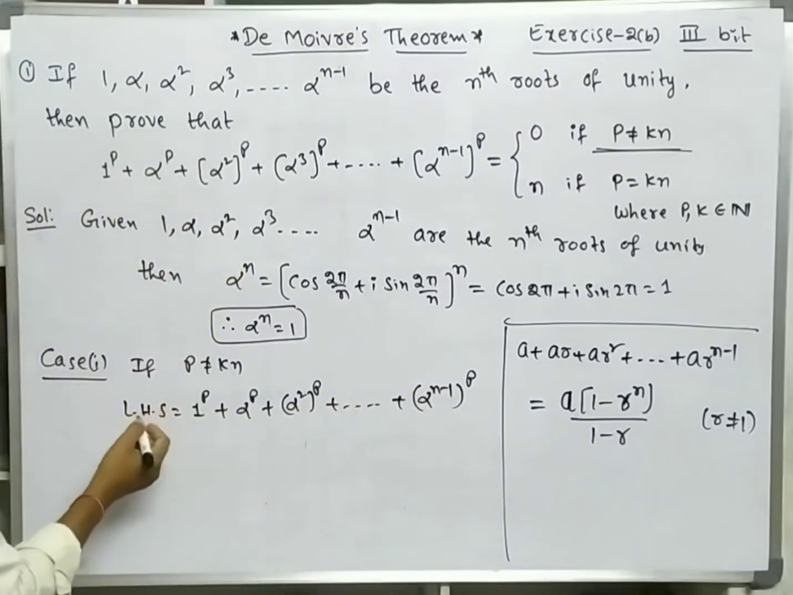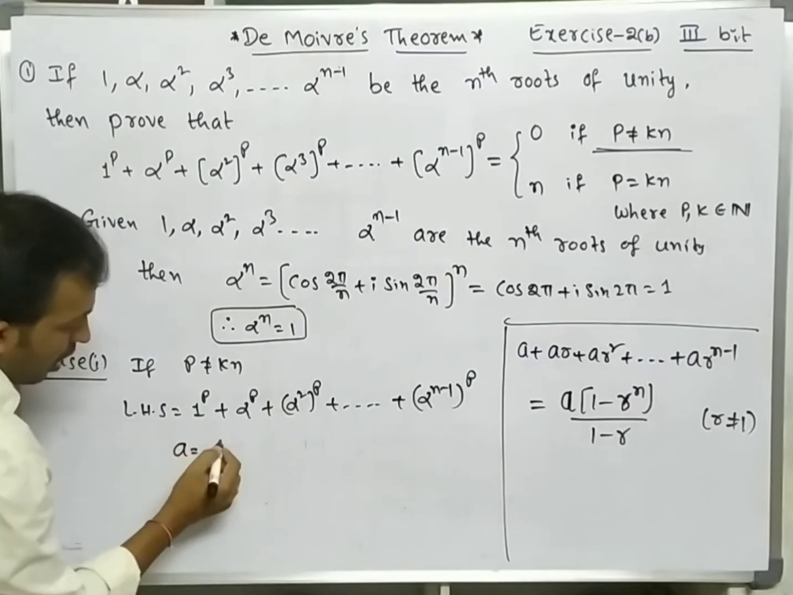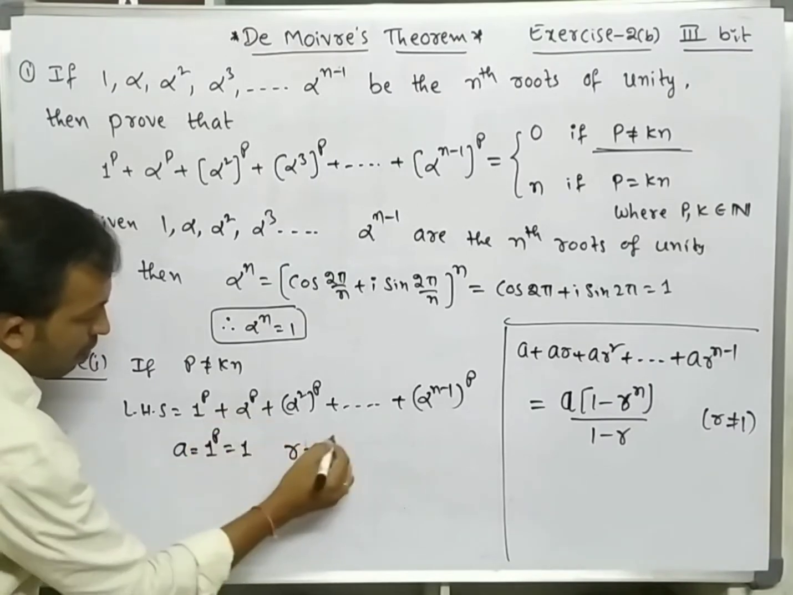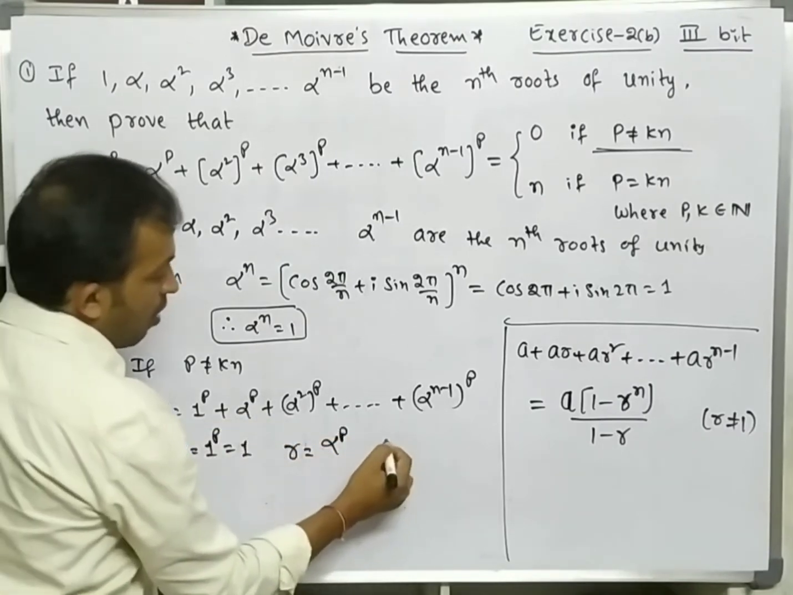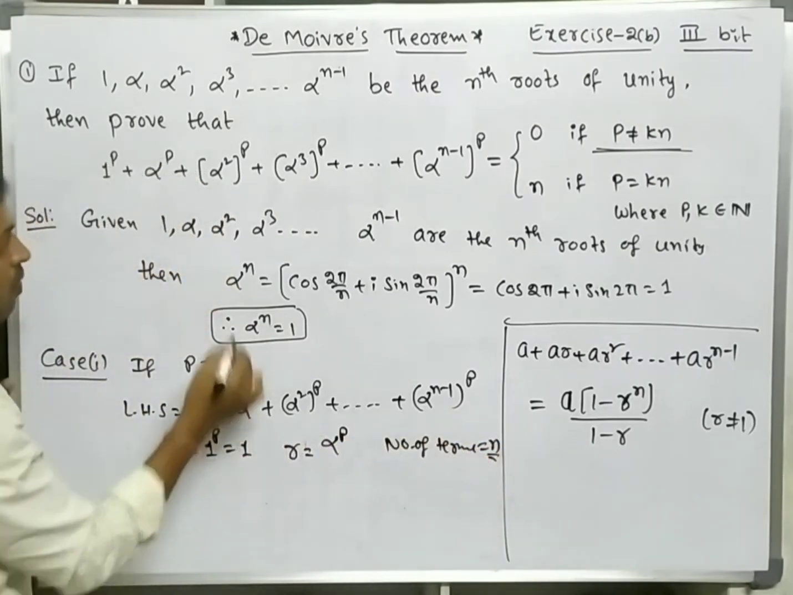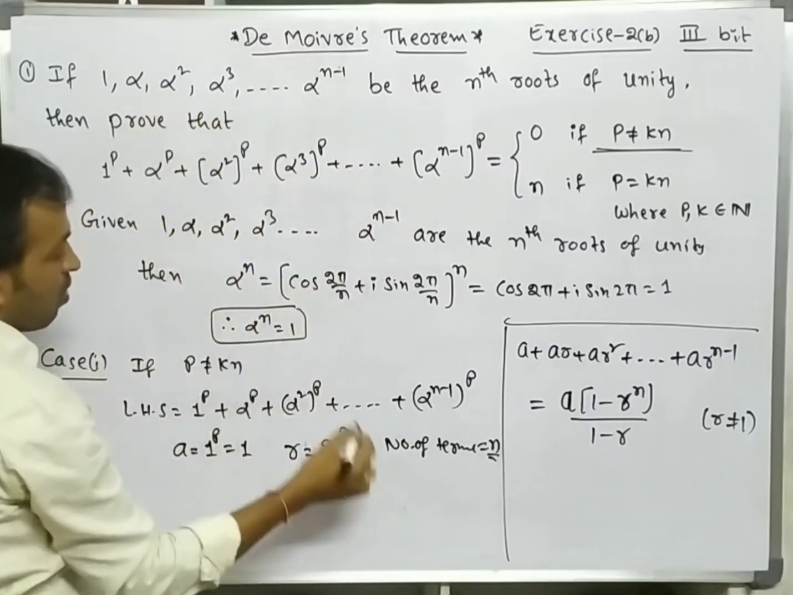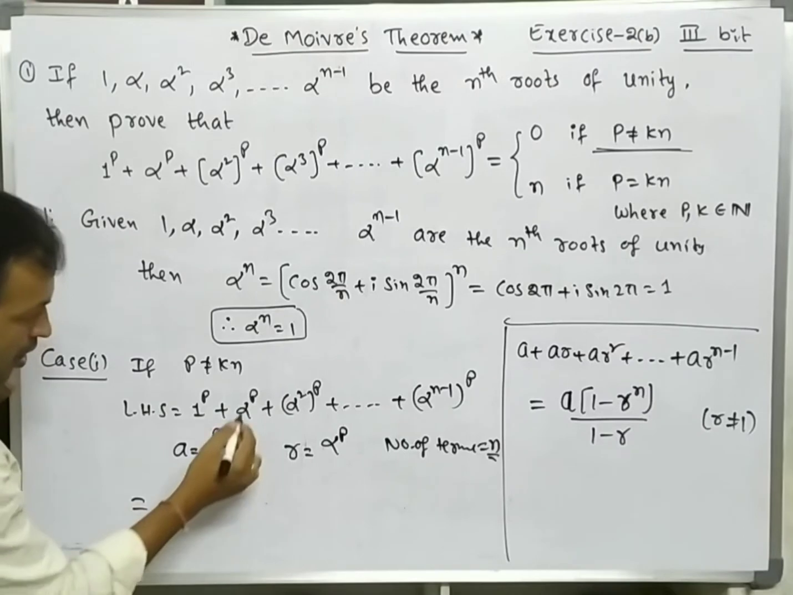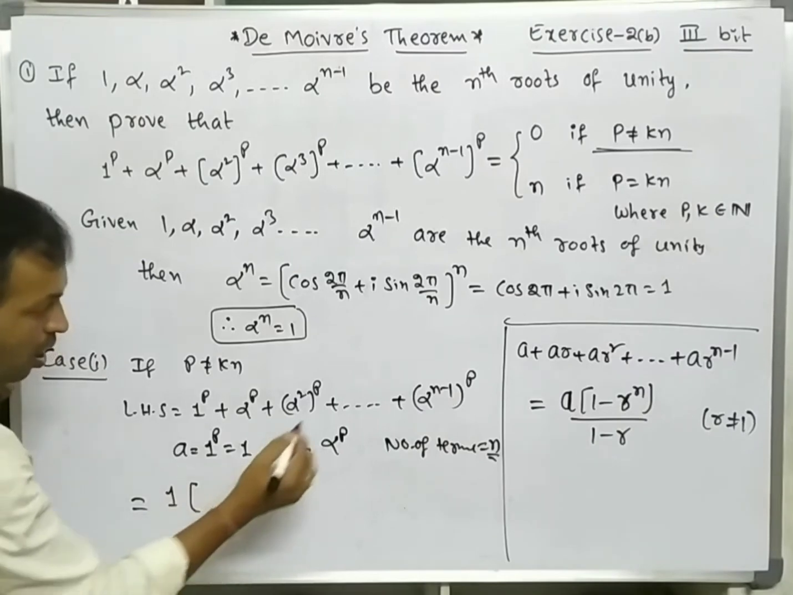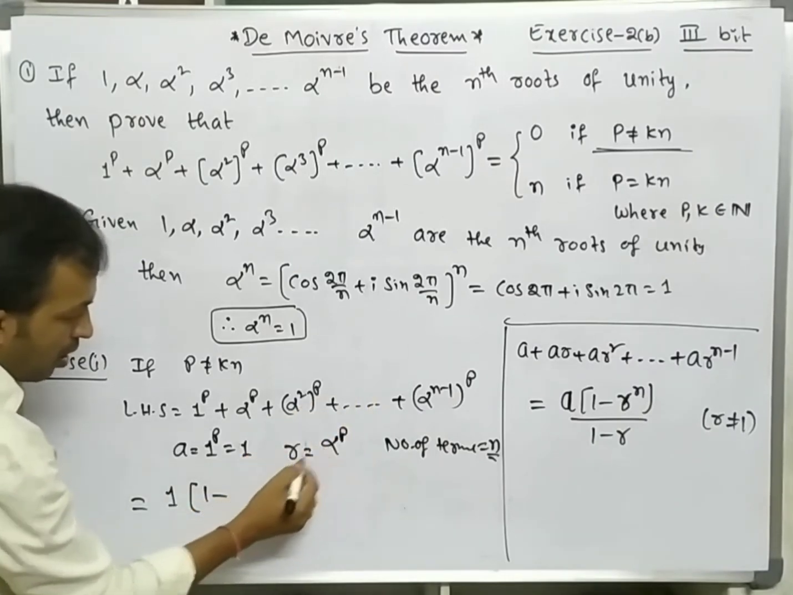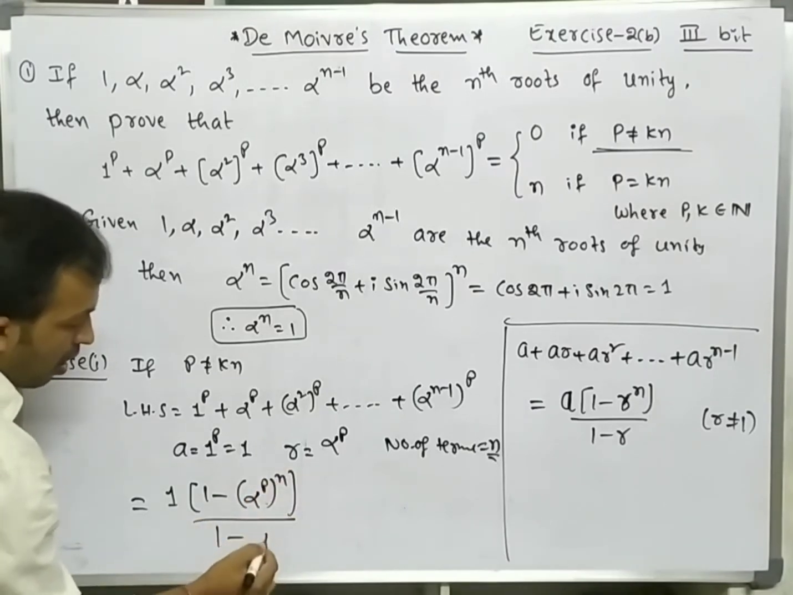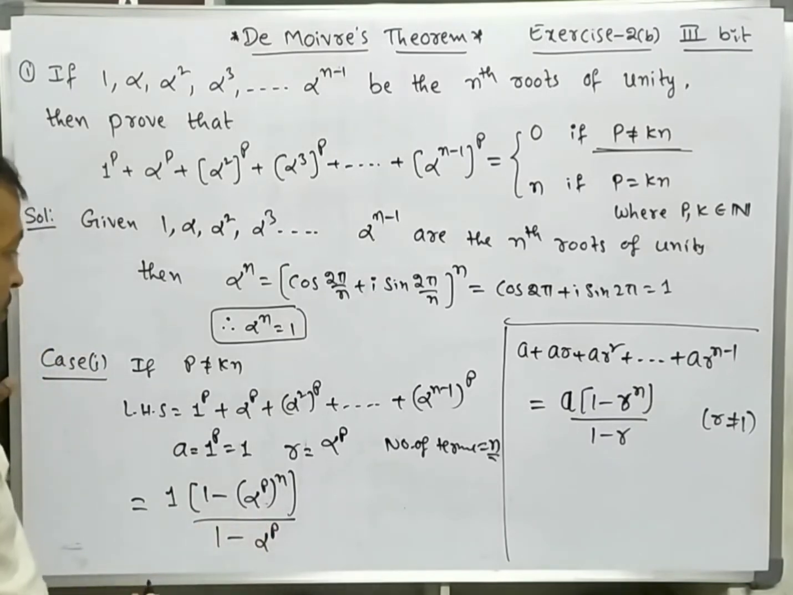So here this is a geometric progression where a is the first term 1 power p, that is 1, and the common ratio, that is second term by first term, is alpha power p. How many terms? Here we have n terms, 1, alpha, and so on, n roots, so n terms are there. So what is the sum? The sum is a into 1 minus r power n by 1 minus r, here a means 1, so 1 minus alpha power p whole power n by 1 minus alpha power p.